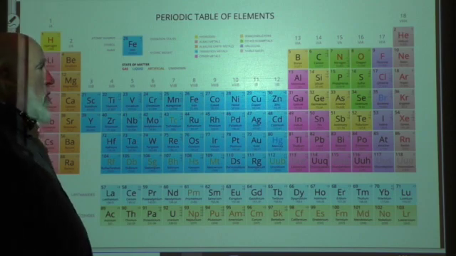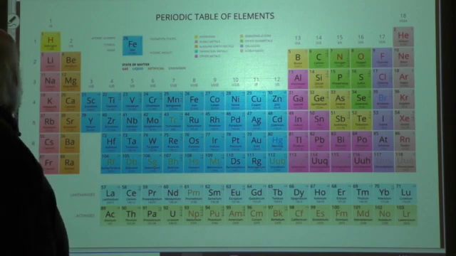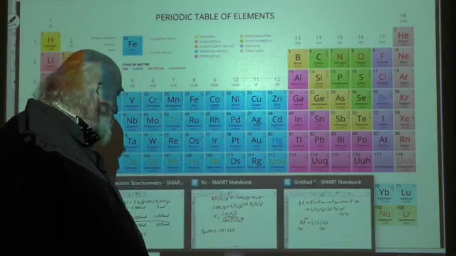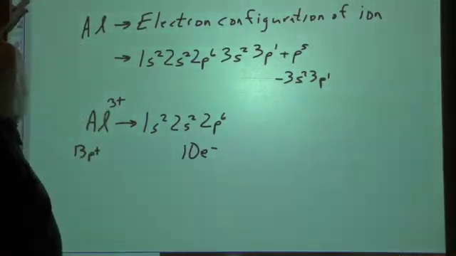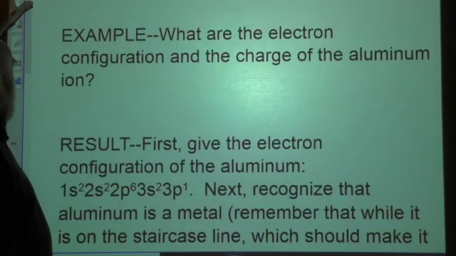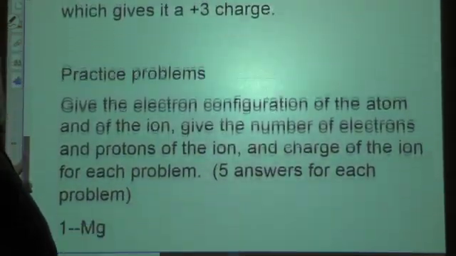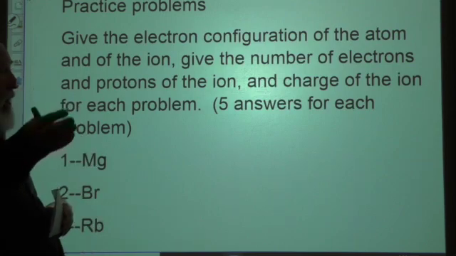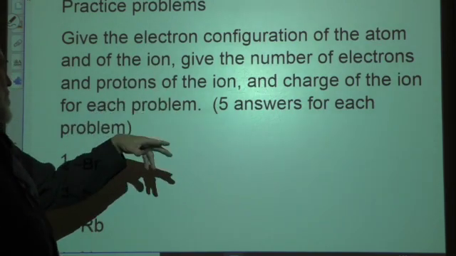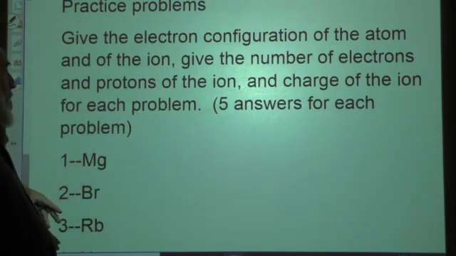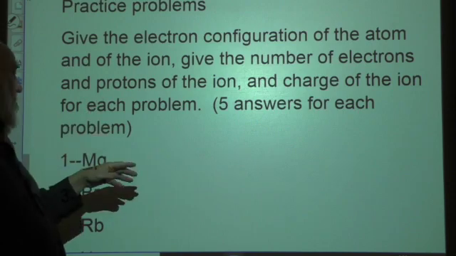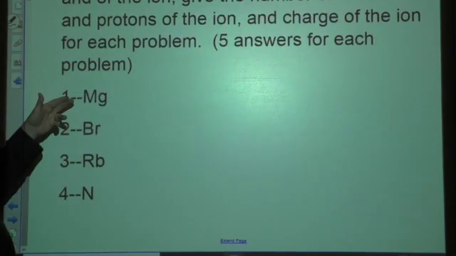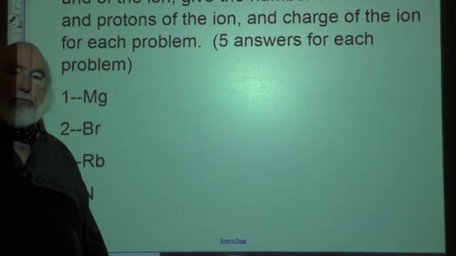So, what you're going to do now is you're going to be given some elements. And you're going to find the electron configuration of the atom and the ion both. Start with the atom and then work back to the ion. Give the number of electrons and protons of the ion, like I've been doing, and then give the charge of each problem. So, 5 answers for each problem. And you have 4 problems: magnesium, bromine, rubidium, and nitrogen. Have fun!